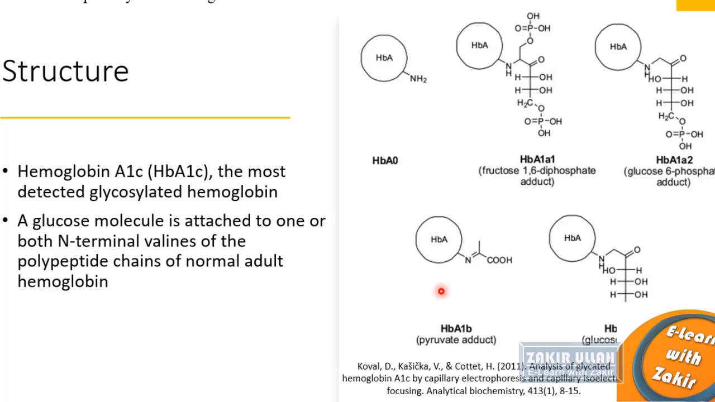So this is called HbA1b. And the most important and the most common is HbA1c, in which a simple glucose molecule is attached non-enzymatically to the N-terminal of the valine in the hemoglobin. This is the most important and the most common glycated hemoglobin found in the blood, and the value of this HbA1c is measured. Friends, this is the reference picture.